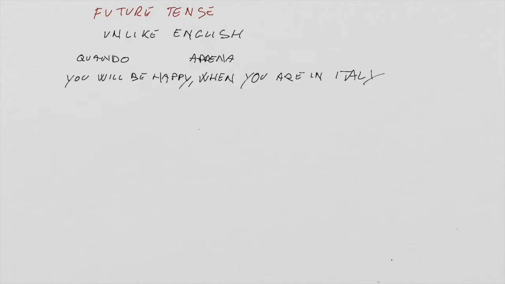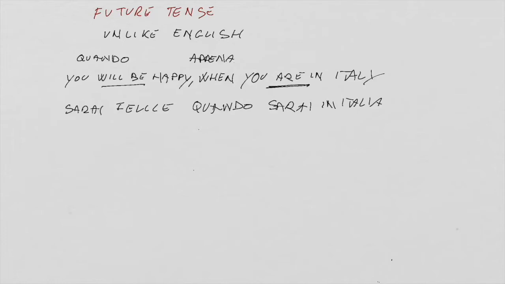Unlike English, the Italian future is also required after connectives of time, such as quando, when, and appena, as soon as. So, for example, you will be happy when you are in Italy. In English, you have when you are. You have the present tense. In Italian, you must use the future because it's after when and is connected directly to a future tense. You will be happy. So both of the actions are in the future. So in Italian is sarai felice quando sarai in Italia.